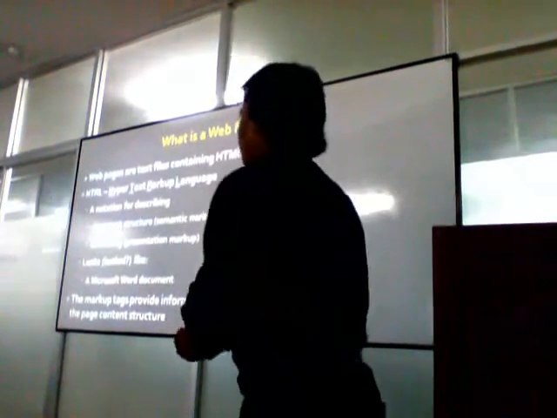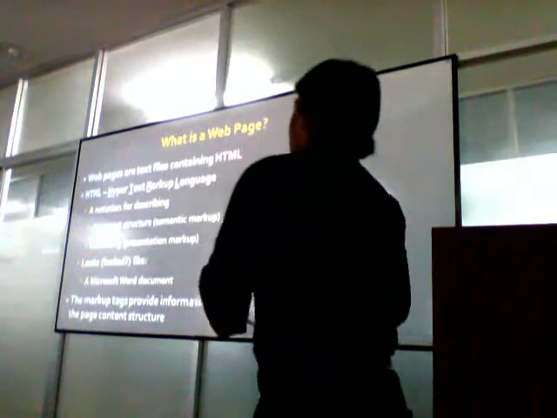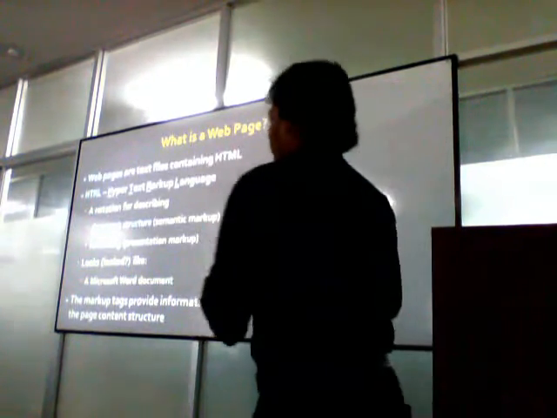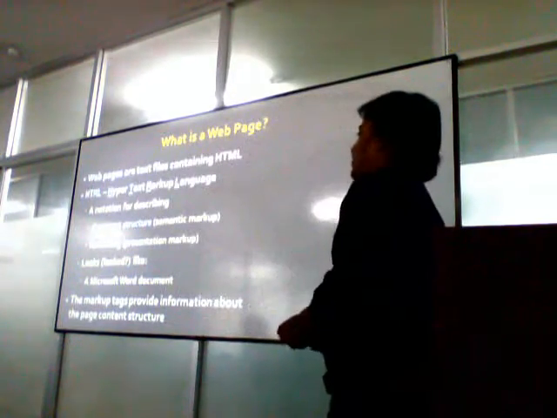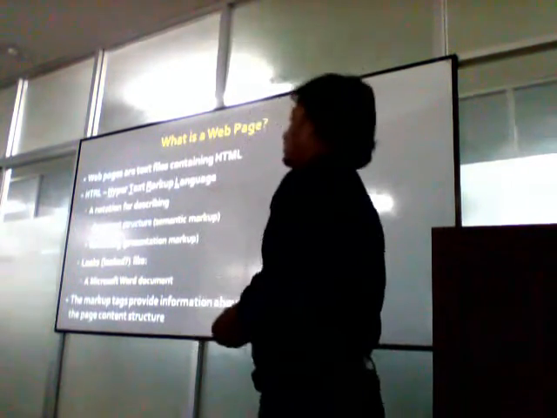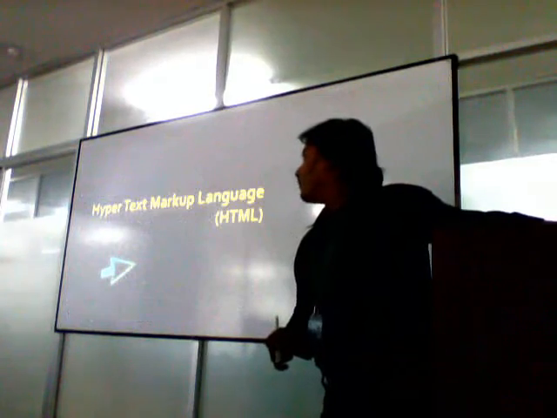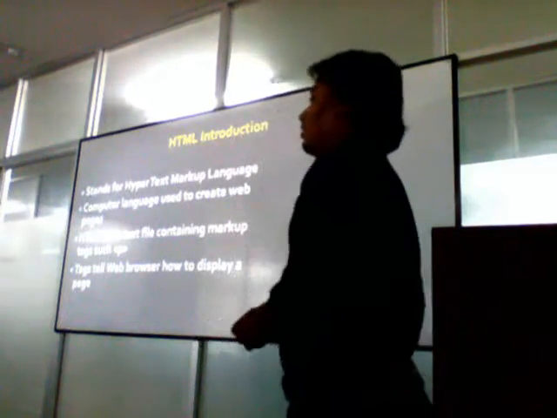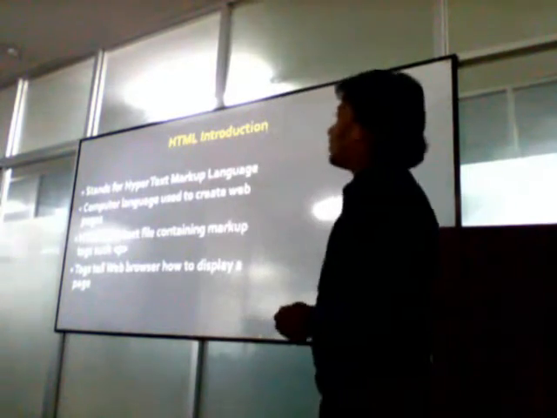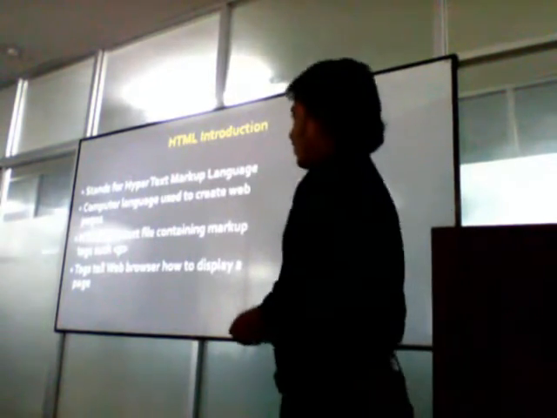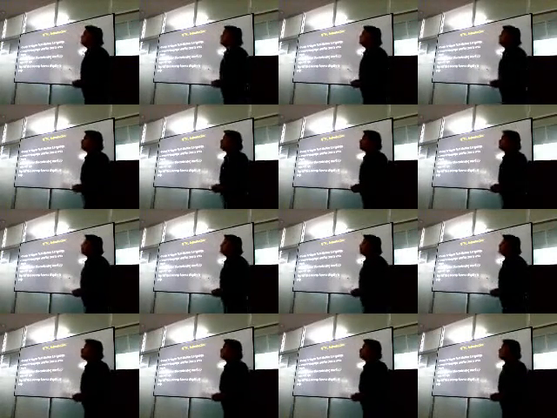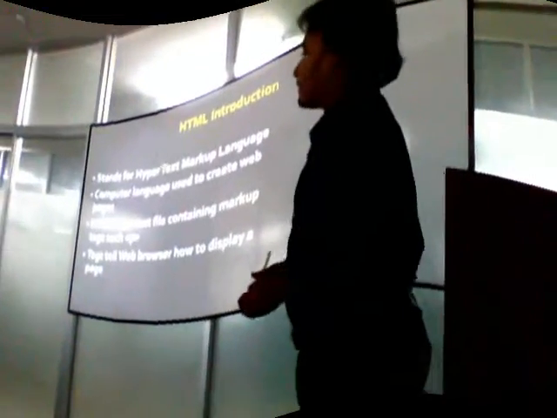What is text-based? Text-based means the text content. HTML, hypertext markup language, is descriptive. The rules are that the markup tags provide information about the page content structure. HTML introduction: HTML stands for hypertext markup language. It is a computer language used to create websites, and it tells the browser how to display text and images.